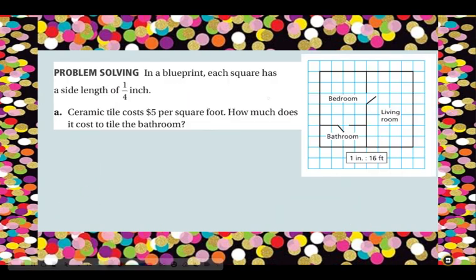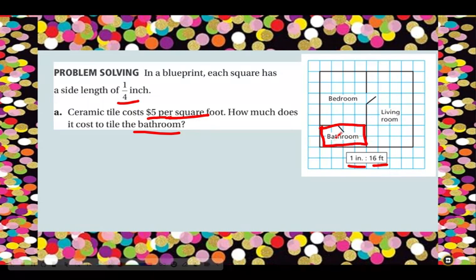Okay, here is a blueprint of a room: bedroom, bathroom, living room. The question says that in the blueprint, each square has a side length of 1/4 of an inch. And we can see the scale, 1 inch is 16 feet in that scale drawing. Ceramic tile costs $5 per square foot. How much does it cost to tile the bathroom? So let's look at the bathroom.